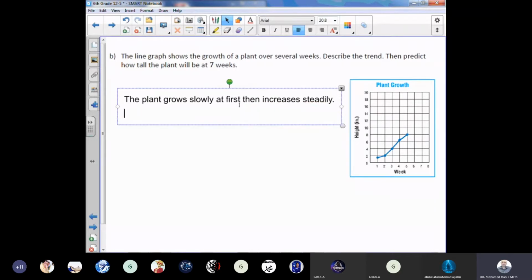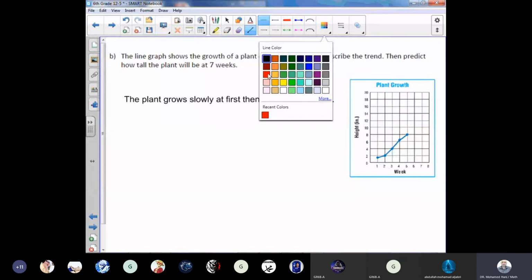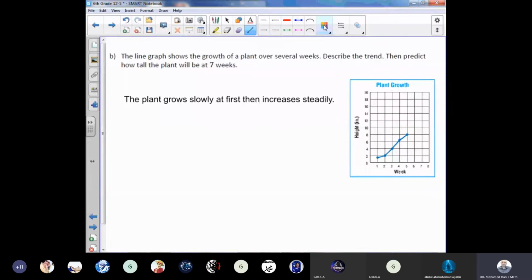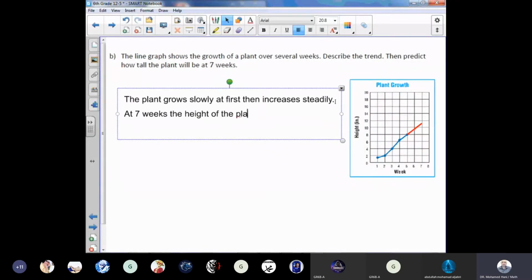And we are predicting it at 7 weeks, so let's go ahead and extend our graph. So it looks like maybe about there. And at 7 weeks, it looks like about 11 inches. So at 7 weeks, the height of the plant will be about 11 inches.